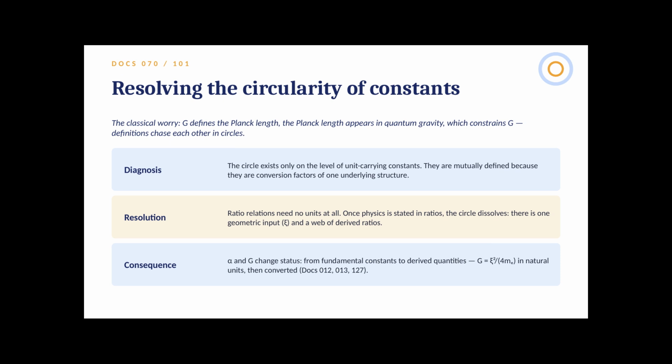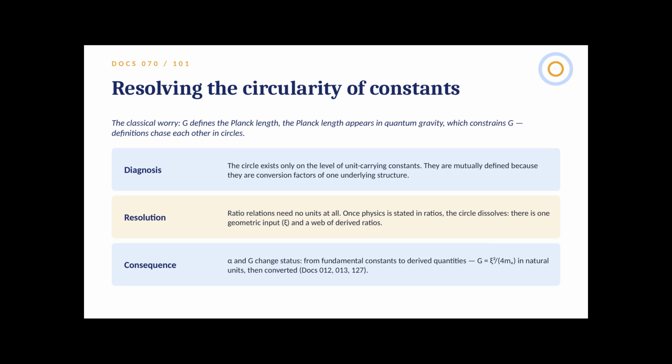FFGFT's diagnosis: that circle only exists because these are unit-carrying constants. They're all conversion factors for one underlying structure, so of course they seem mutually defined. The cure is simple: state everything as ratios, which need no units at all, and the circle just dissolves. One geometric input, Greek x, and a web of derived ratios. That's the whole toolkit. The payoff: alpha and G stop being fundamental mysteries and become derived quantities.